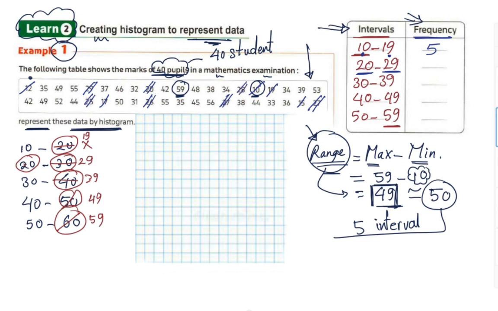Yes, 28 here. Count 1, 2, 3, 4, 5, 6, 7. So its frequency is 7. It's all degrees between 20 and 29. Try another one from 30 to 39. From 30 to 39 we have 35.